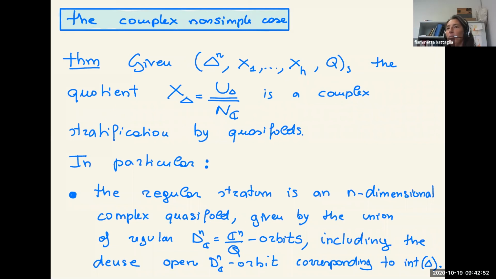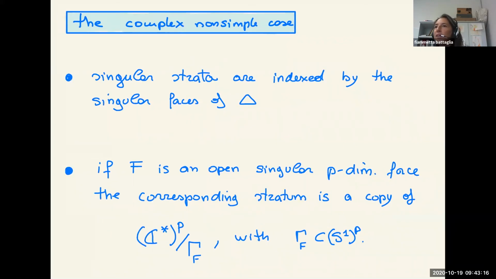So even in this case, this quotient is the disjoint union of orbits of the quasi-torus. The regular orbits, the ones that correspond to regular faces, we put them together, and this gives us the regular stratum. And then we have the singular strata that are indexed by the singular faces of the polytope.